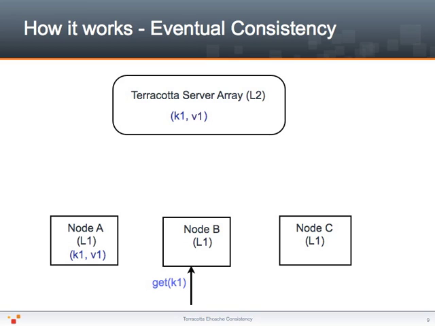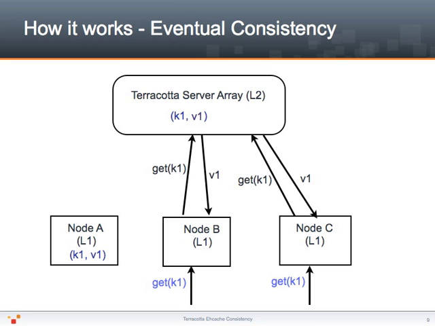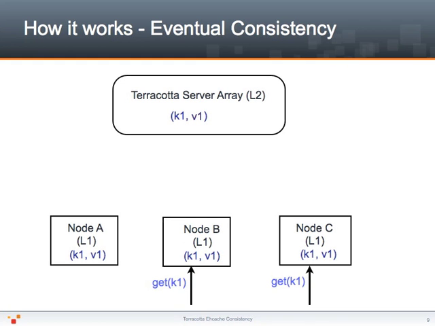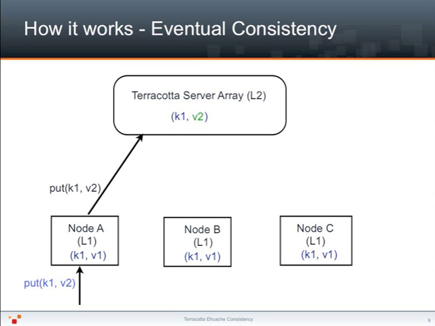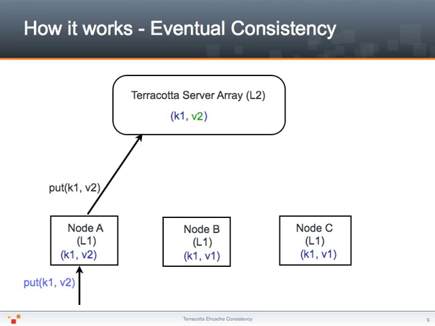Nodes B and C do a get for the same key K1 and since it's eventual consistency, they go directly to the L2 after checking their local cache and then fetch a value V1 from the L2 and also populate the mapping in their local cache. Node A updates the value for K1 by doing a put of K1 V2. It directly goes to the L2 as no write locks are required for eventual consistency. The L2 updates its value to V2 and node A also updates its local cache to contain K1 V2.